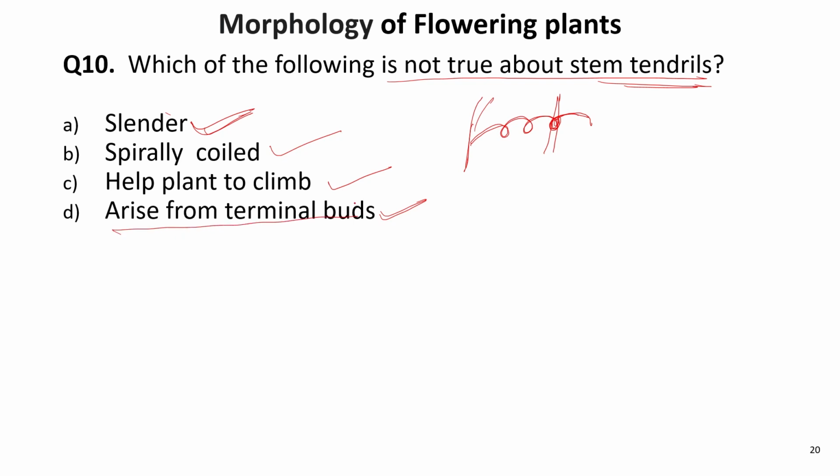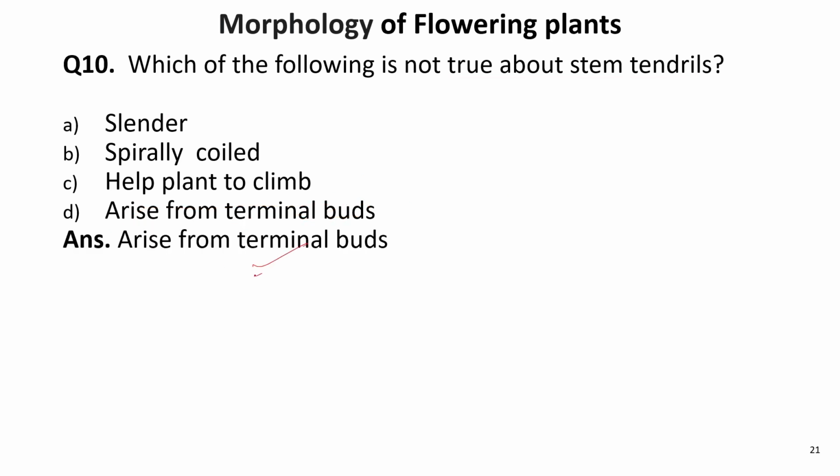Arise from the terminal bud. If they rise from the terminal bud of the plant, then how can we say that this is a stem tendril? It is not then a stem tendril. Okay, so this is the correct answer, that they arise from the stem tendrils.